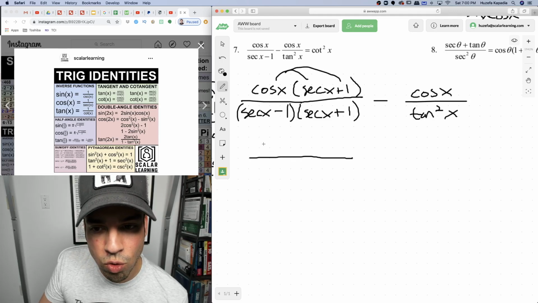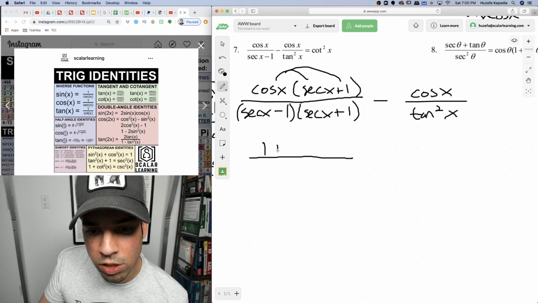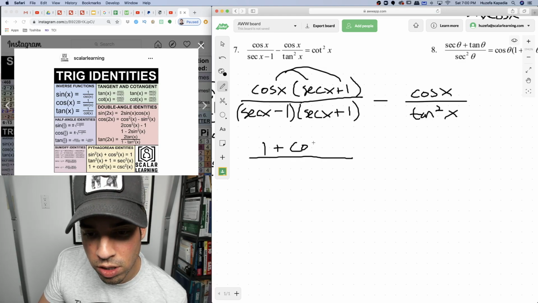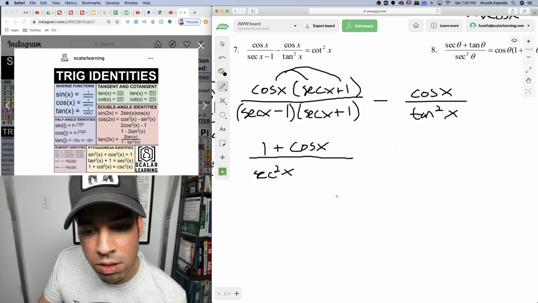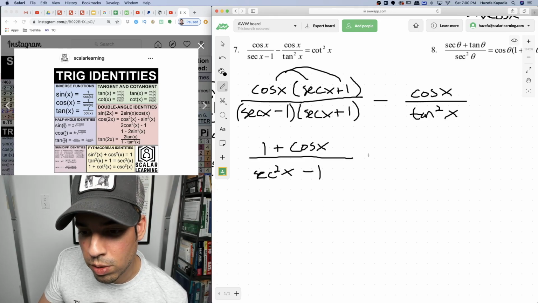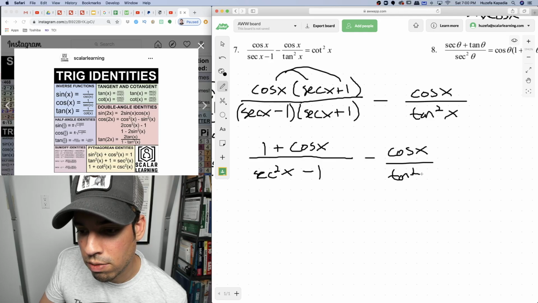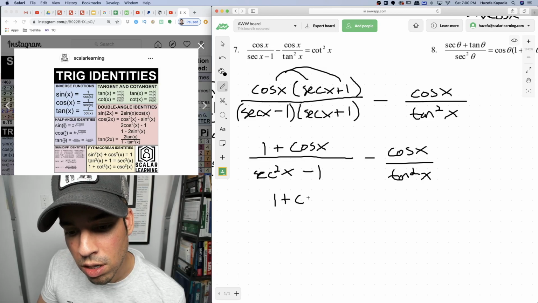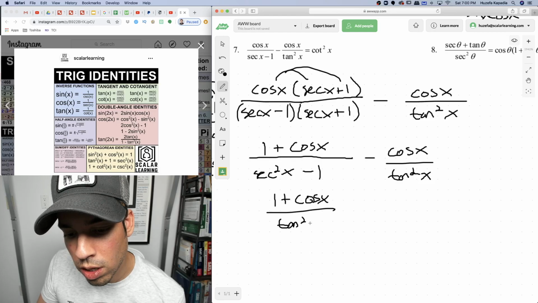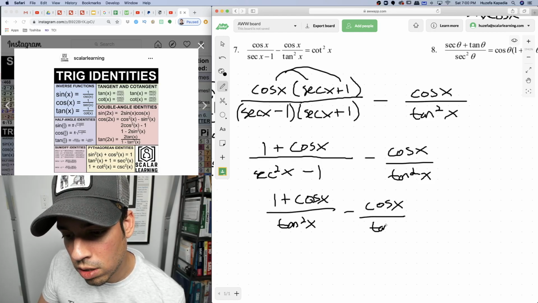So on the top, these multiply. Cosine times its inverse is of course just 1. Cosine times 1 is just cosine x. On the denominator here, we get secant squared x plus secant minus secant, those cancel out, minus 1. And then over here we get minus cosine of x over tangent squared of x. Now again, I said secant squared minus 1 is just tangent squared, so I get 1 plus cosine of x over tangent squared of x minus cosine over tangent squared x.